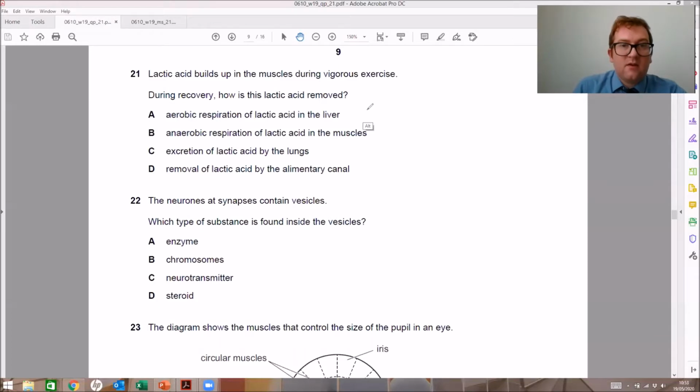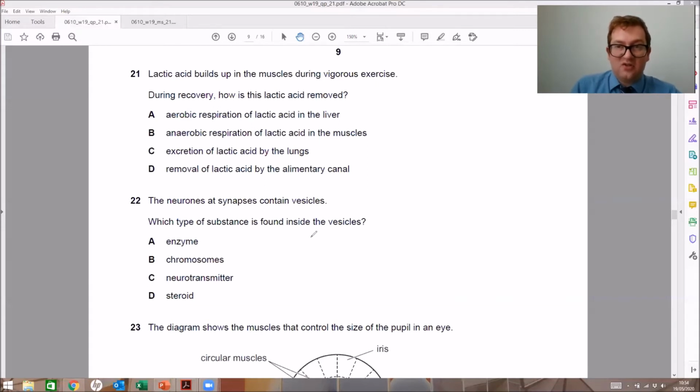Question 22. The neurons at the synapse contain vesicles. Which type of substance is found inside the vesicles? So we know that electrical impulses travel along the neurons. When they reach the presynaptic knob, it stimulates these vesicles to fuse with the membrane and release the contents into the synapse. Now that substance is called a neurotransmitter. The neurotransmitter would then diffuse across the synapse and bind to receptors on the postsynaptic knob to then stimulate a continuation of the electrical impulse in the next neuron.